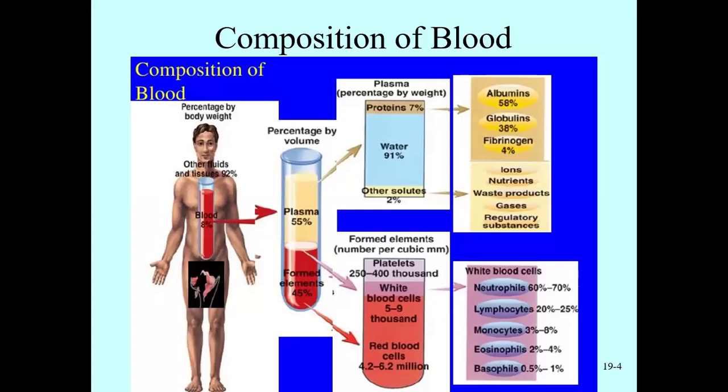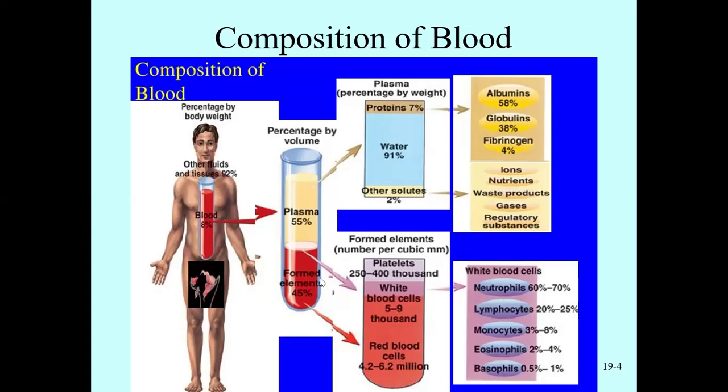So this is a summary of the composition of the blood. If we talk about the blood, by weight, the blood is almost 8% of the total body weight, and the remaining tissues and fluids are 92%. In that 8%, the blood has 55% plasma and 45% cells. We can say formed elements, the cells. Platelets are almost 4,000, the white blood cells are present at 5 to 9,000, and the red blood cells are present at almost 4.2 to 6.2 million.